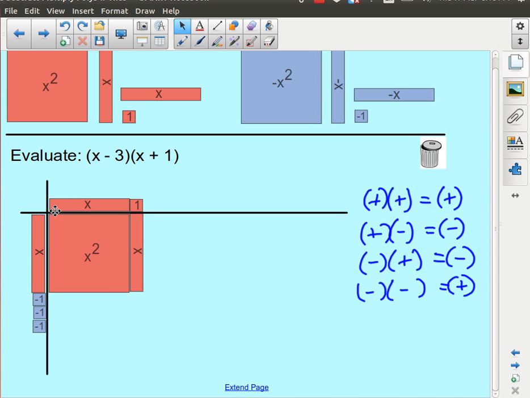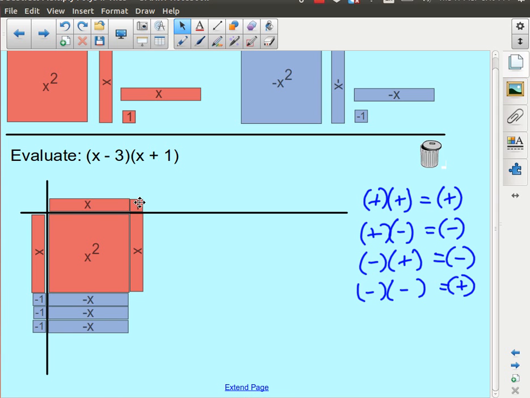So here I have a long edge, which is red, and I have a short edge, which is blue. So a red times a blue, that's going to be a positive times a negative. The answer to that is going to be negative. And so I need a long edge and a short edge, and red times blue gives me blue. And finally, red times blue gives me blue.